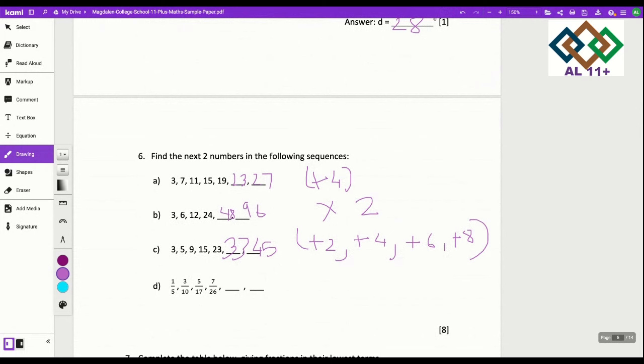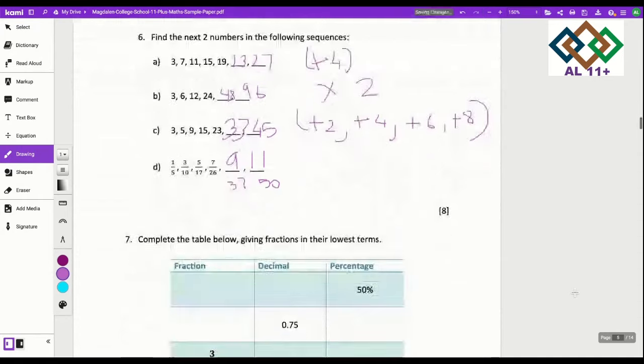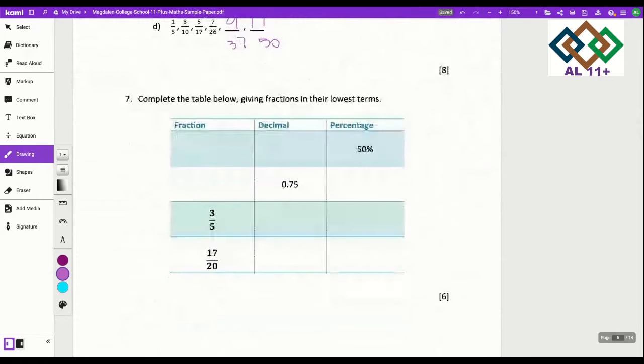The top one, if you look at it, is 1, 3, 5, 7, 9. They are adding 2 in all of them, so that will be 9, that will be 11. And the bottom one, if you look at it, is 5, 10, 17, 26, 37, 50. Now you just have to complete the table here.